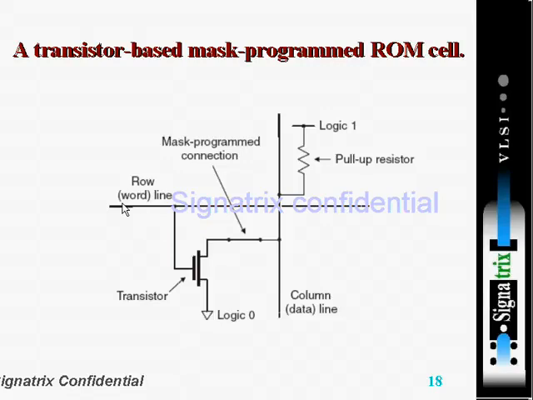We can see that there is a row and there is a column in order to select this transistor. The row line is connected to the gate of the transistor and the drain is connected to the column line. In this way we can connect a number of transistors in a row or in a column, and we can select those based on the select line. This line is going to select a word, and this is going to select a particular data in that line.